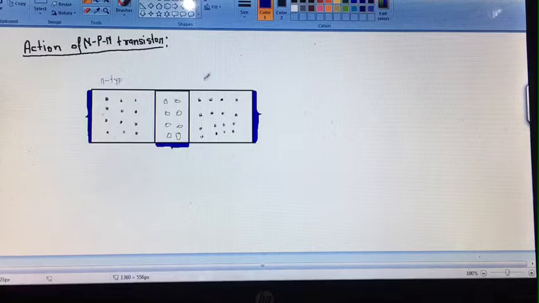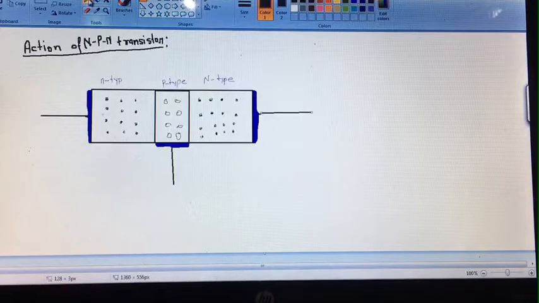This is also N-type semiconductor material, and this is a P-type semiconductor material. Now, we know the names of the terminals. This terminal is the emitter. This is our base, and this is the collector.